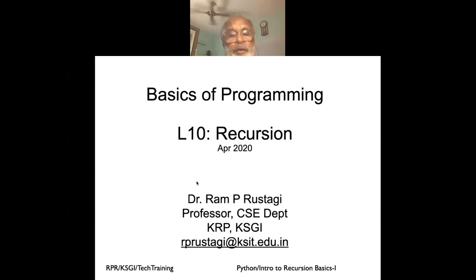So today we'll start with a topic which is called recursion.